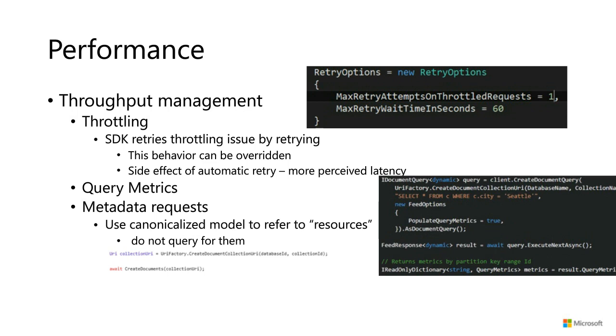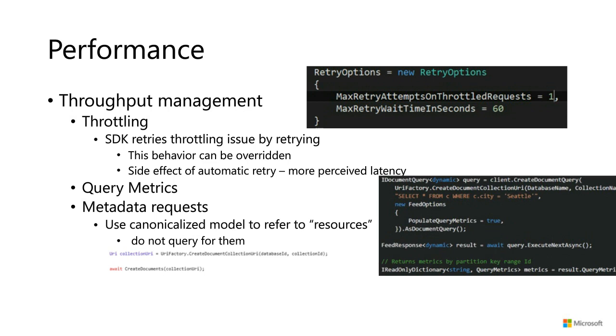What happens is, by default, all the SDKs will retry if you don't override the behavior. How can you override the behavior? On the .NET side, there is a connection policy, which has an option called retry options, and you can say how many times you want to retry and how much time you want to wait.